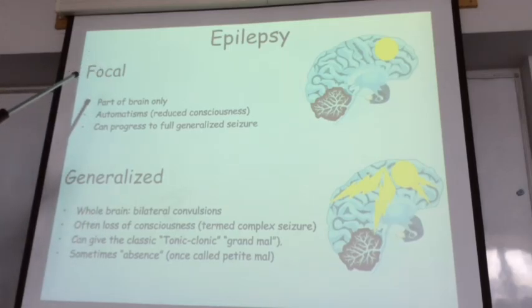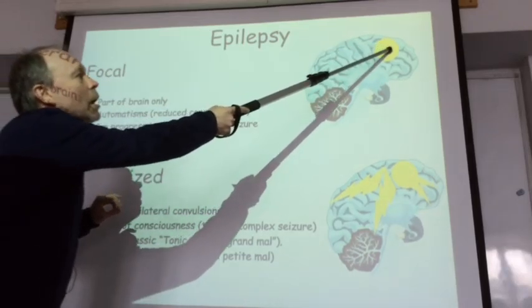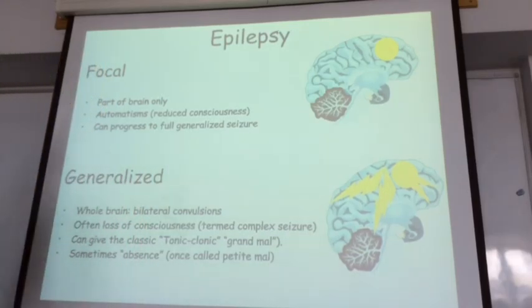So just a slide on it here saying focal epilepsy is when it affects just a small area of the brain, and you'll find an animal will maybe just do a twitch or something like that. Sometimes it's called an automatism. They just do some little twitch like that.